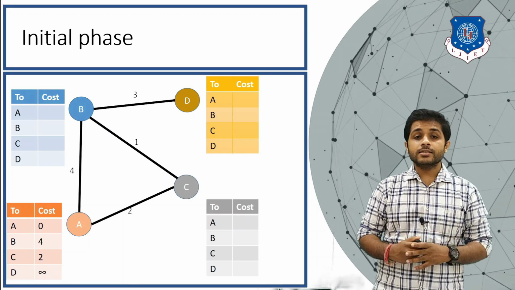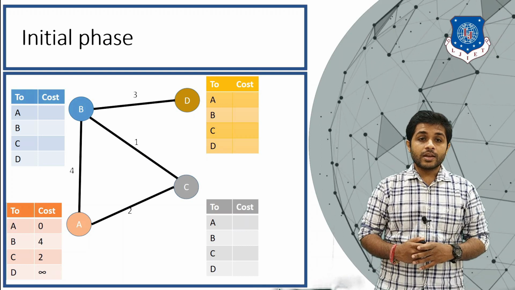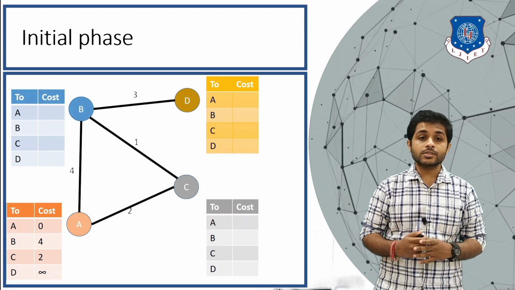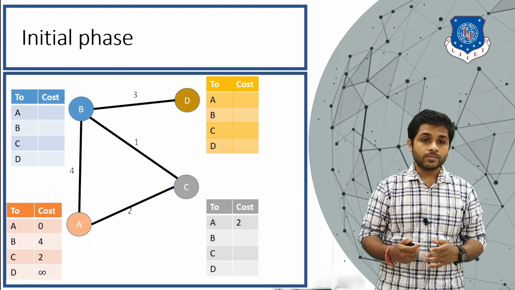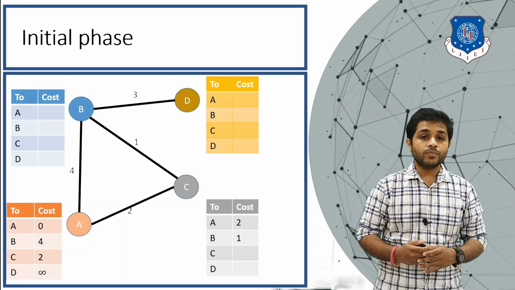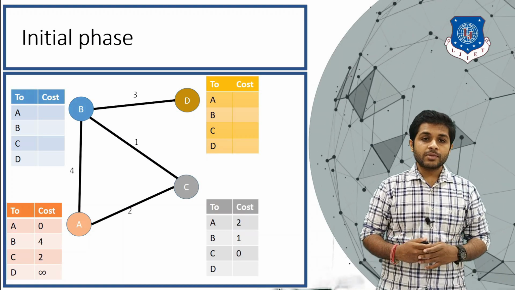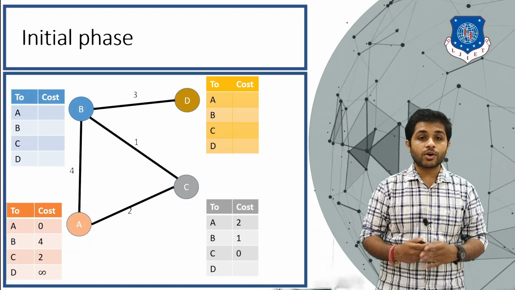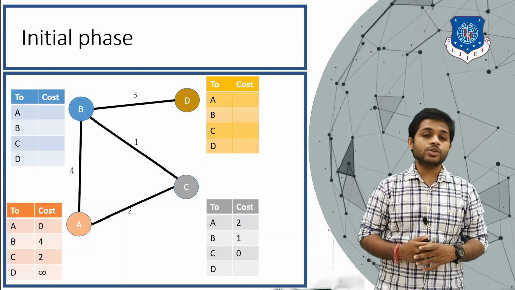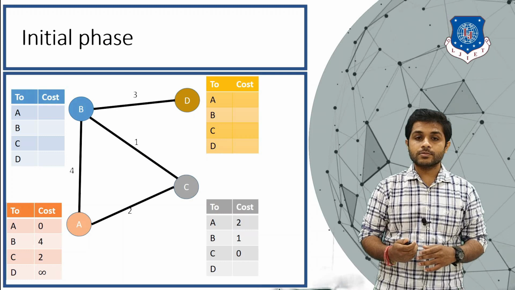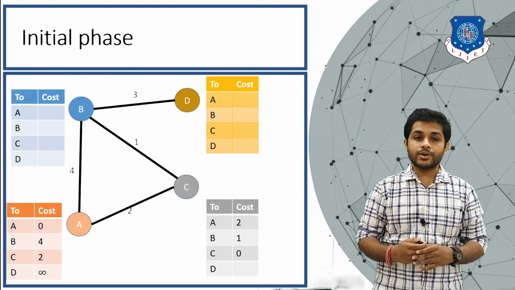So let's see C's table. Now C knows the distance to A, which is 2. C knows the distance to B, which is 1, and C knows the distance to itself. But C doesn't know the distance to D because router D is not directly connected to C. So C will put infinite in its entry.